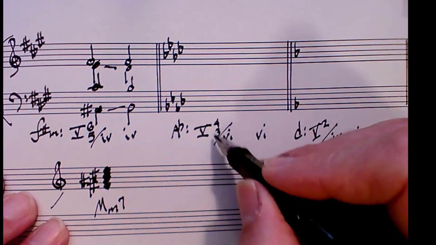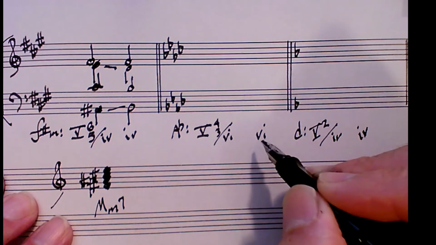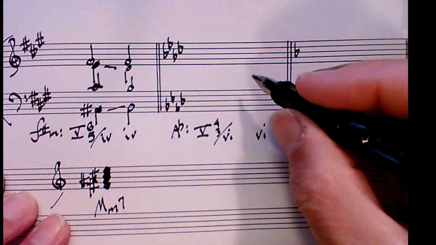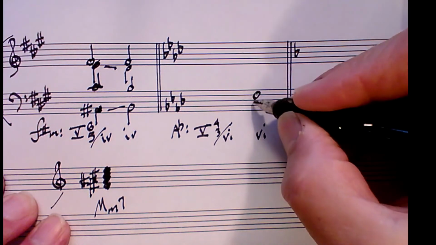Next, I've got the key of A flat. This is going to be a second inversion chord going to the sixth chord. So the first thing I'm going to do is go ahead and write the sixth chord in this key, which would be an F minor chord. I'll put it here.